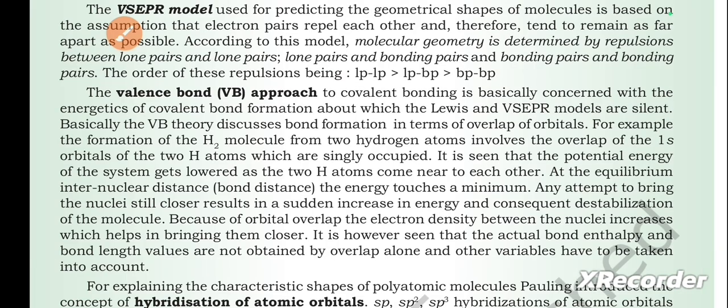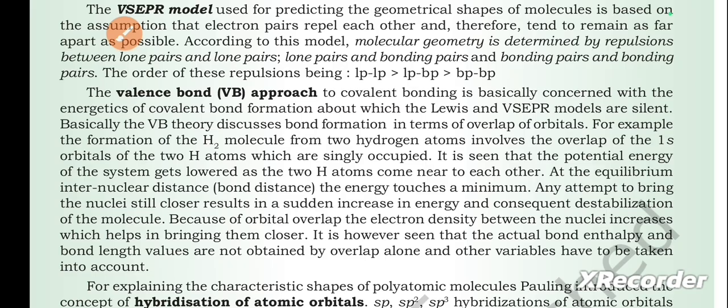The valence bond (VB) approach to covalent bonding is basically concerned with the energetics of covalent bond formation, about which the Lewis and VSEPR models are silent. Basically, the VB theory discusses bond formation in terms of overlap of orbitals. For example, the formation of the H2 molecule from two hydrogen atoms involves the overlap of the 1s orbitals of the two H atoms which are singly occupied.